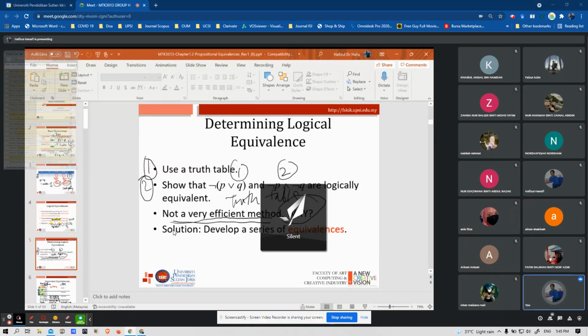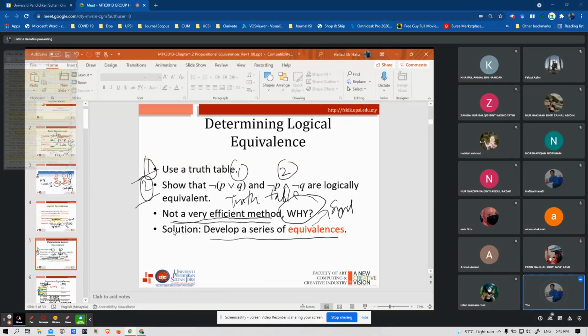Okay, it is not an efficient method because you have to do all of this repeatedly. And then the solution is to develop a series of equivalences. This one seems more like a syntax, syntax in maths, logical math.